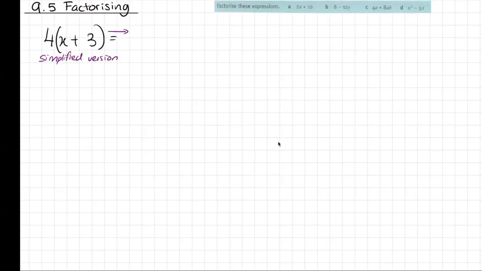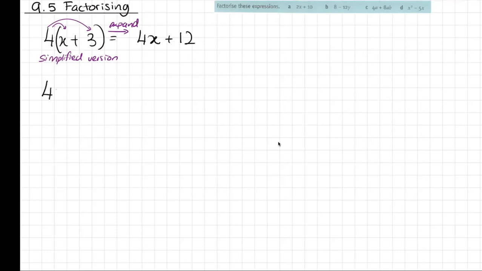Then we can actually expand it. When you expand it, it means that the term outside here will be multiplying both the terms in the bracket. So when this happens, it will be 4 multiplied by x will be 4x, and then 4 multiplied by 3 will be positive 12. Okay, this is expansion. So let's look at factorizing.